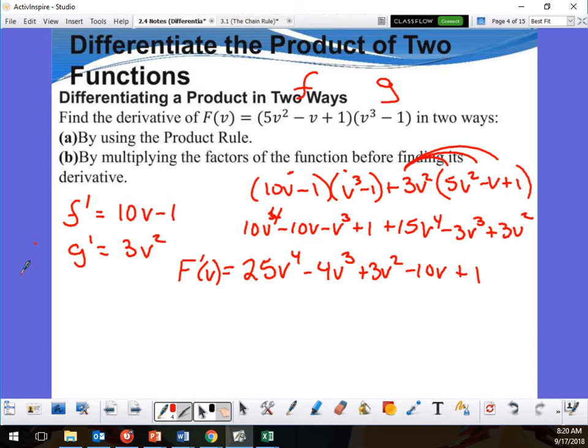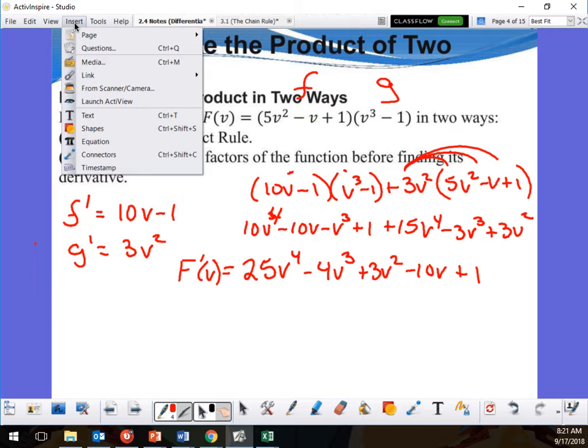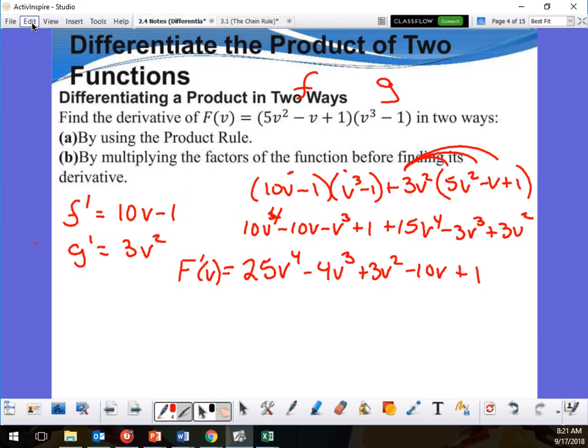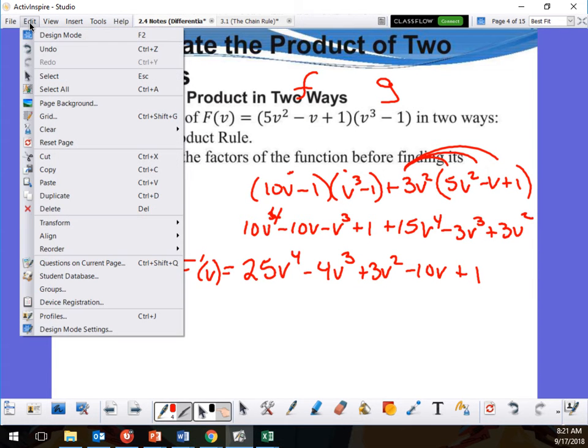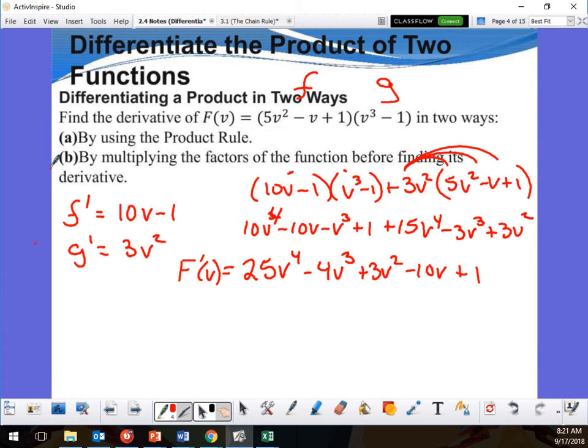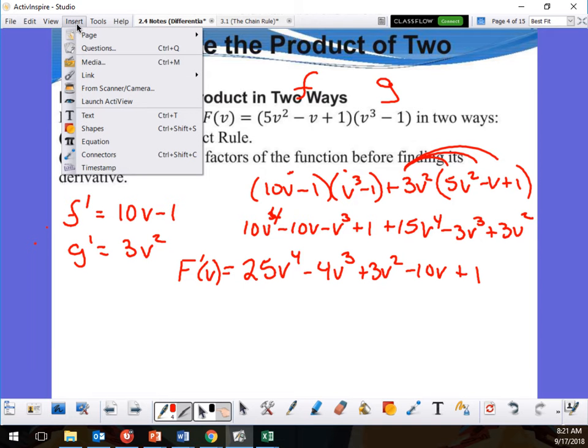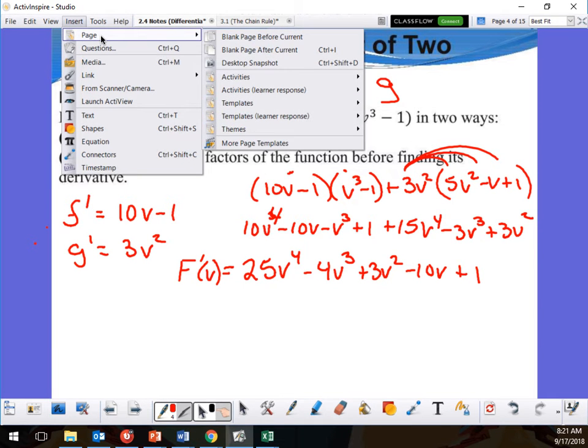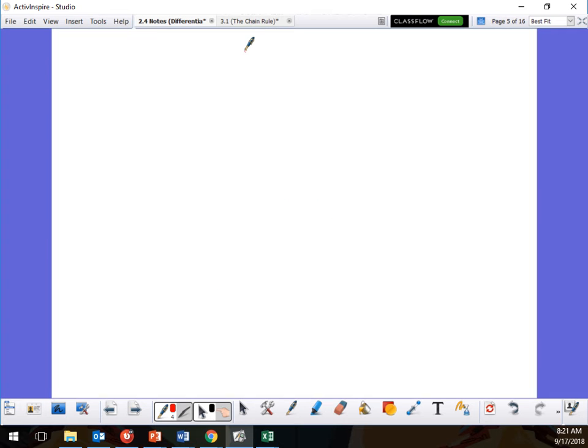All right, I'll give you guys a second to copy this down because I'm going to do the next one. Insert a blank page after. Okay, there we go.